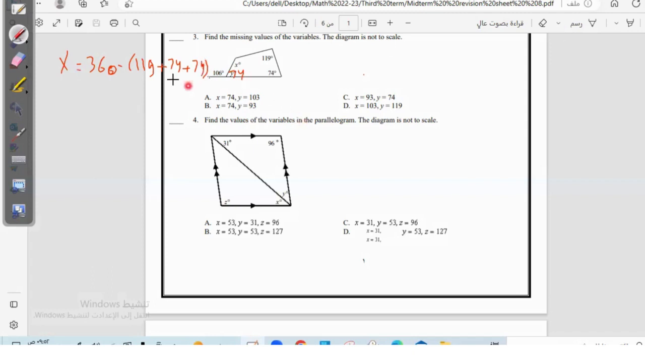If you add them, it's going to be 360 minus the sum of all angles, 119 plus 74 plus 74. So it's going to be 93. So angle X is going to be 93.